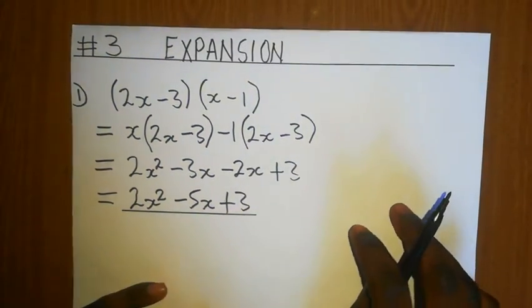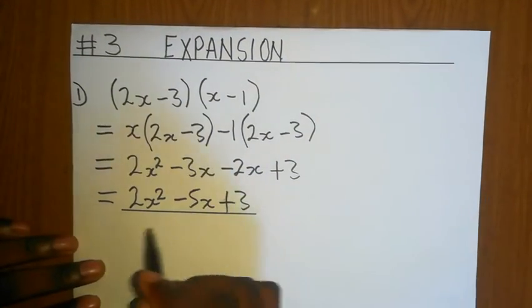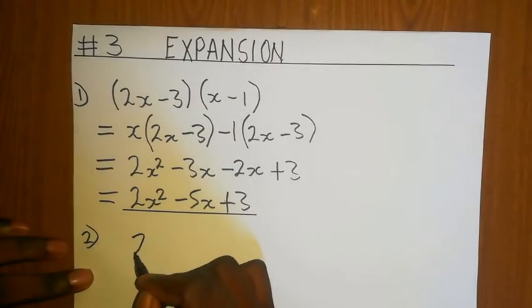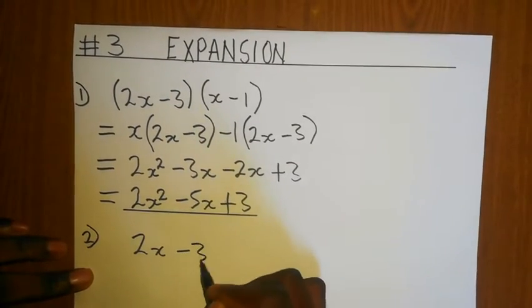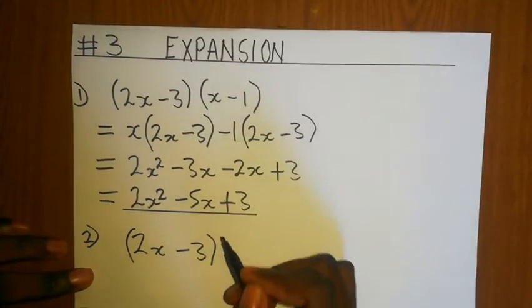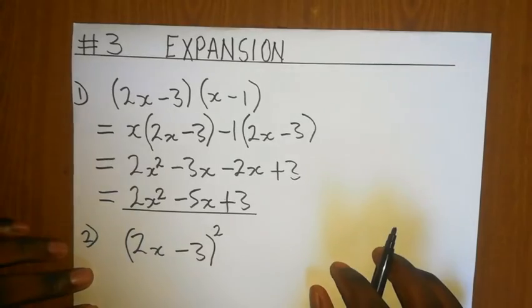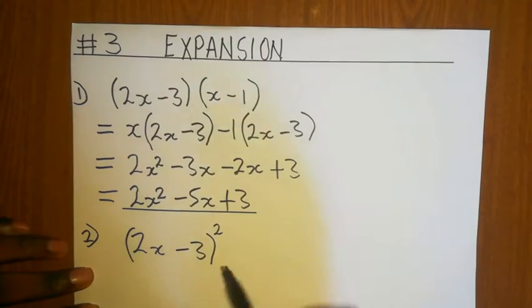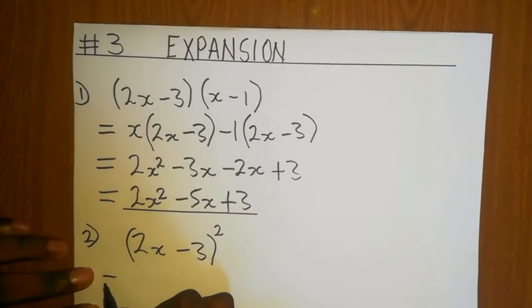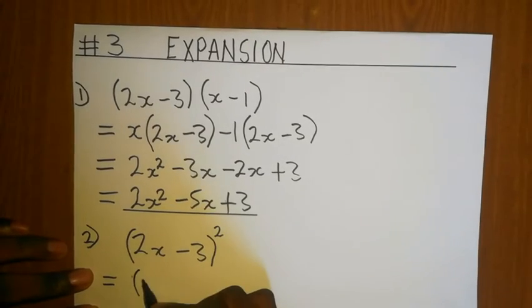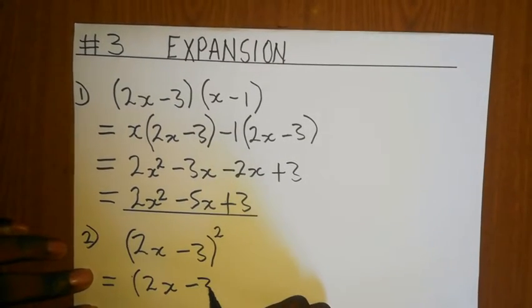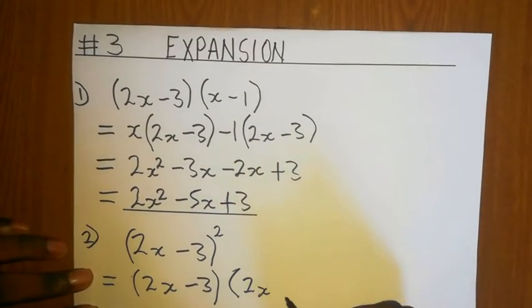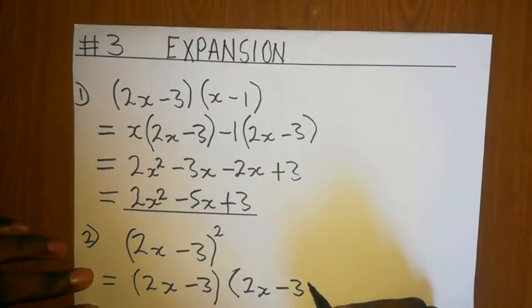Then I'm going to give you a different form of expansion. You find a question structured like this. This is number 2. It's 2x minus 3, in brackets, expressed to the power 2. What it means is that you have to open two brackets that look like this one. So it's equal to 2x minus 3, close. Another one is 2x minus 3.